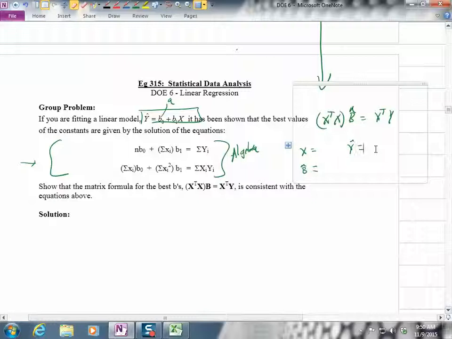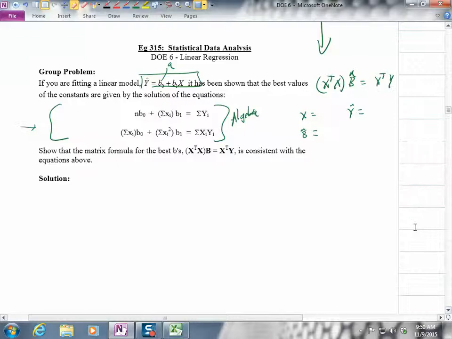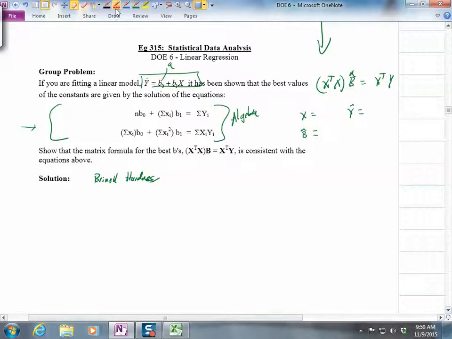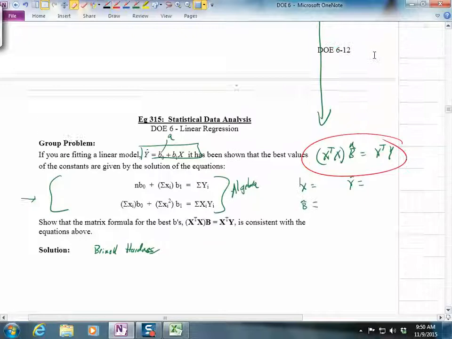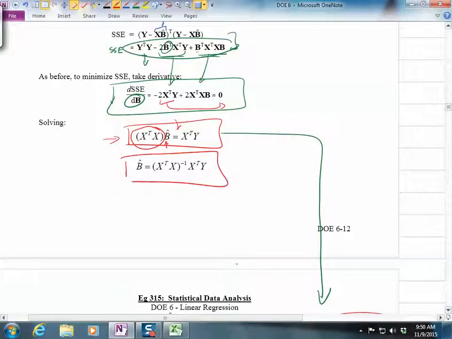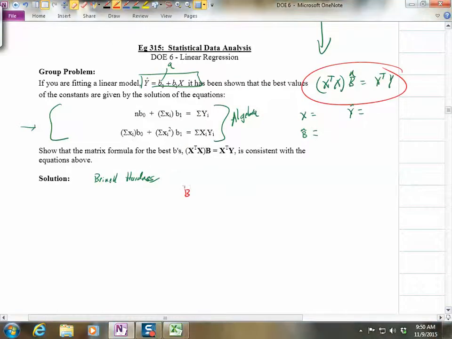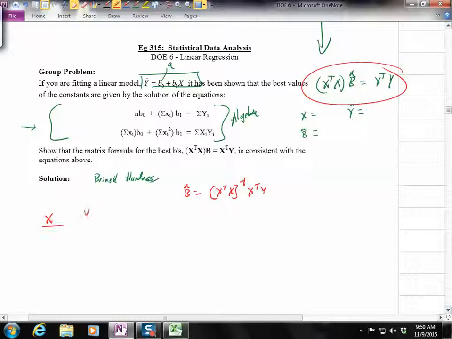Looks like people are having trouble getting going. Let's tweak this a bit to make it a little bit more accessible. Why don't we go back to the brittle hardness data? Essentially do the same thing. And let's use this, or even better, this. Let's get the coefficients for the brittle hardness. So we've got X transpose X inverse X transpose Y.